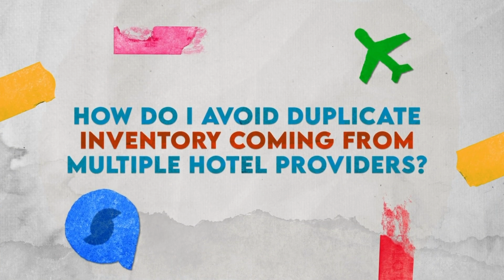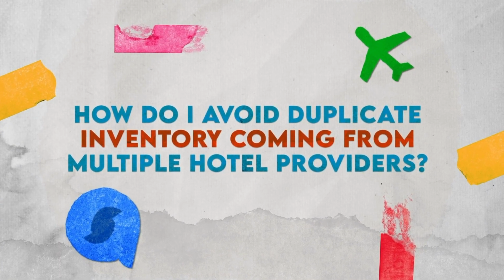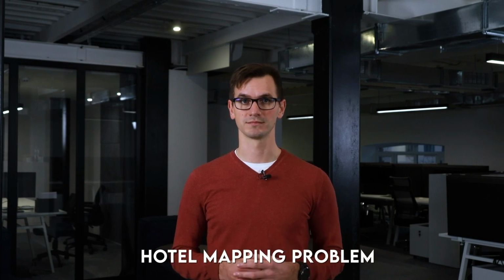How do you avoid duplicate inventory coming from multiple hotel providers? When an OTA sources inventory from multiple suppliers that work in the same region, the data will inevitably intersect, because several providers have access to the same hotels. That's where we bump into a hotel mapping problem.